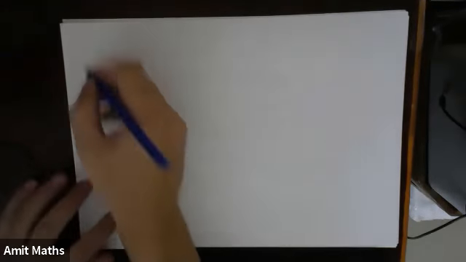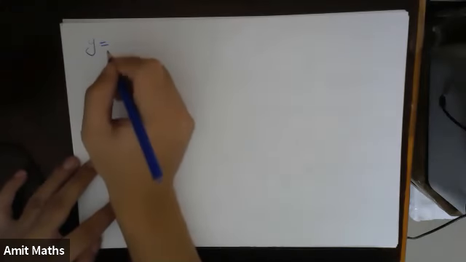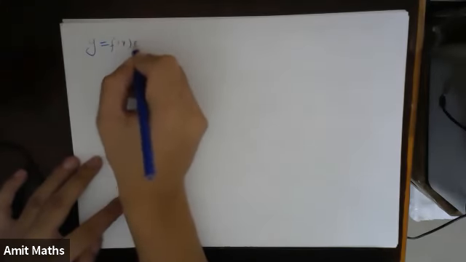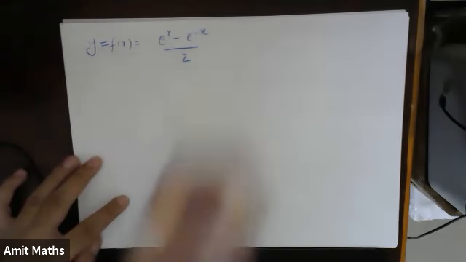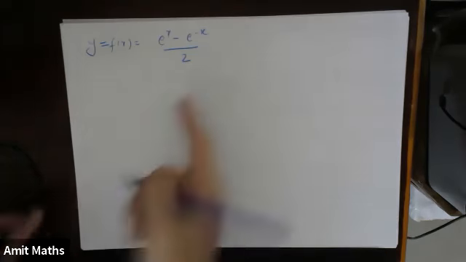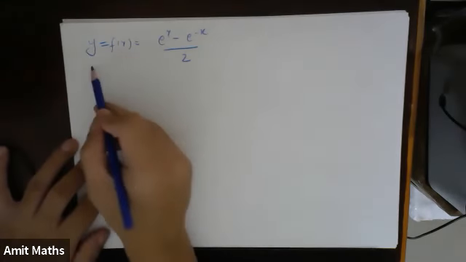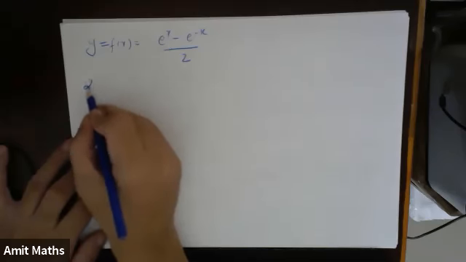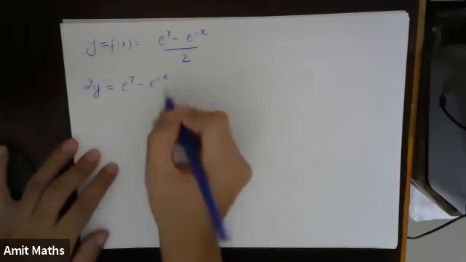So what I'll do? I'll write f of x or y is equal to, they have given e to the power x minus e to the power minus x by 2. Right? They are giving something like this. So I will equate this in terms of y. I'll cross multiply. So this becomes 2y is equal to e to the power x minus e to the power minus x.